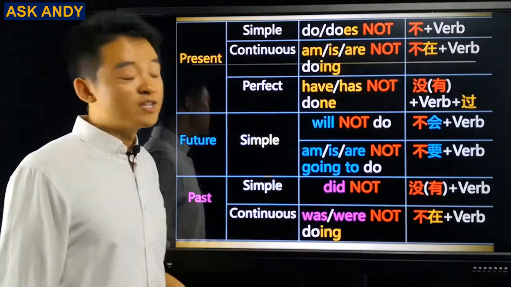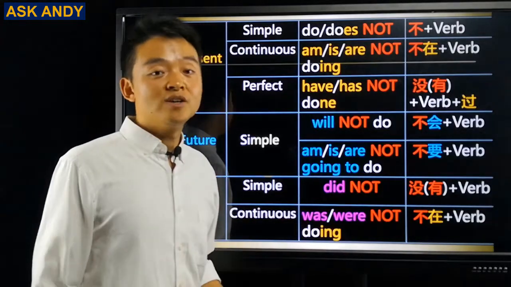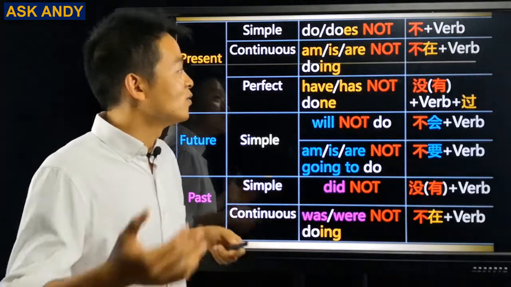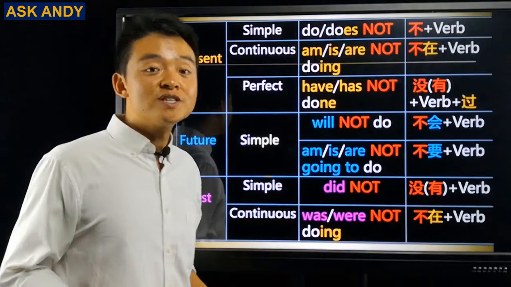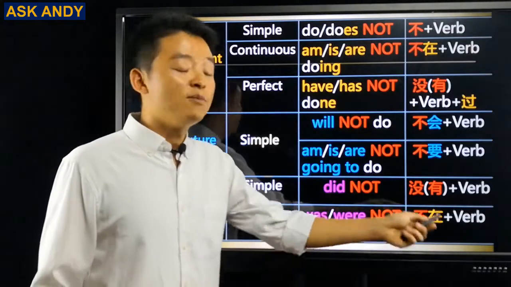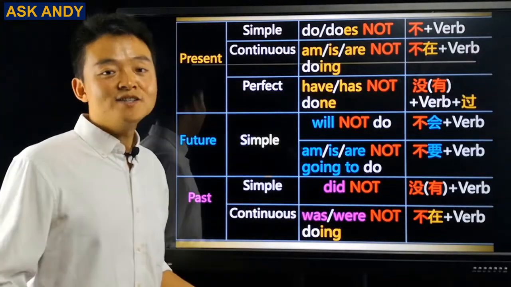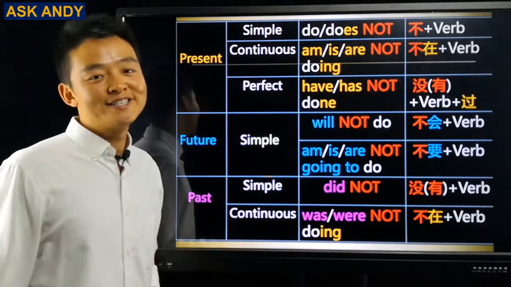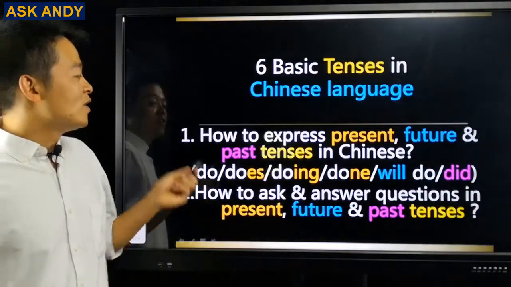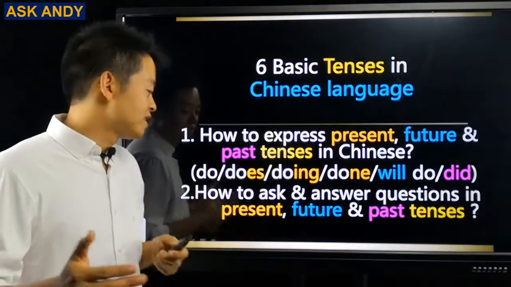For past continuous tense, was, were not doing, we do it exactly the same like what we did in present continuous tense. We have 不在 before the verb. But again, we need time words in the past. We have done question number 1. Let's move on to question number 2.